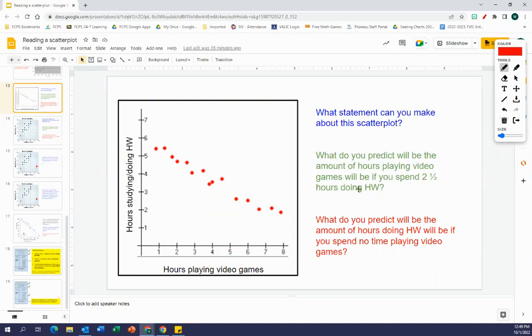So let's go in reverse. What do I predict will be the amount of hours doing my homework if I spent no time playing video games? All right, well, let's follow up, up, up, up, up. I'm guessing the dots would be around here. So maybe I would predict 6 hours or 5.7 or 6.1, but they're all generally clustered in the same location.